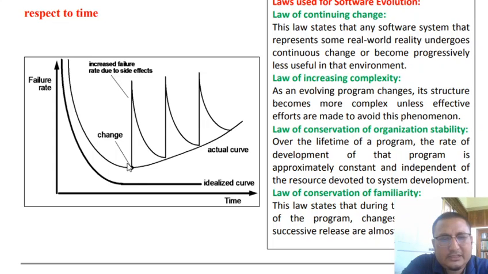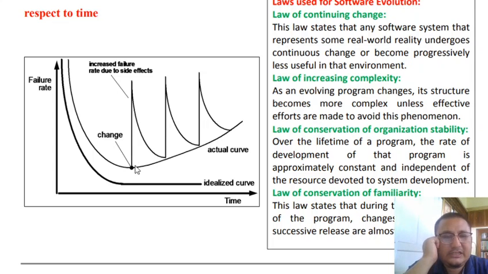Now see, at this particular point in time, a change is called for. It may be called for because of various reasons. It may be called for perfection, adaptation, or prevention. So it may be either corrective maintenance, perfective maintenance, adaptive maintenance or preventive maintenance.